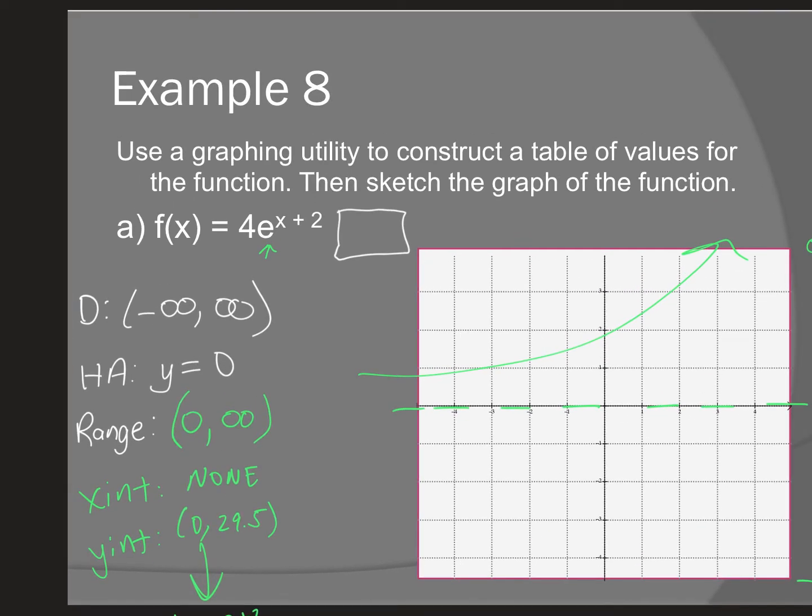What's going on here? What does this plus 2 do? Where does that shift my graph? What does the plus 2 in the exponent do? It shifts it to the left 2. Good. Anything in the exponent moves left and right. It's the opposite of what you think. Very good. What does this 4 in the front do? It's a vertical what? Stretch. Good. It's going to make it taller. That's why the y-intercept is at 29.5. If that was 1/4, it would compress it, it would smush it down.